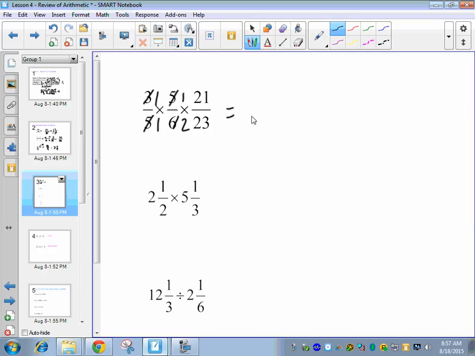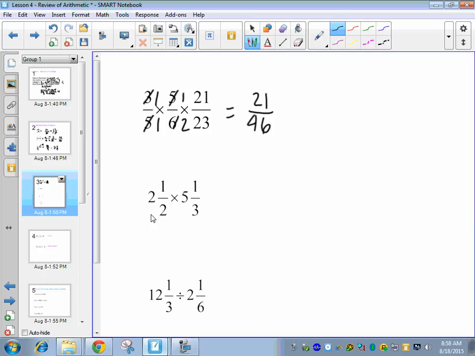So 1 times 1 times 21 gives me 21, right? 1 times 2 times 23 would just be 46. Now, 21 over 46, I don't think reduces at all. So that's our final answer. Now this one, when we add and subtract mixed numbers, we can add the big numbers and we can add the fractions, right? Now can we do that when we're multiplying? Is that going to give us the right answer?